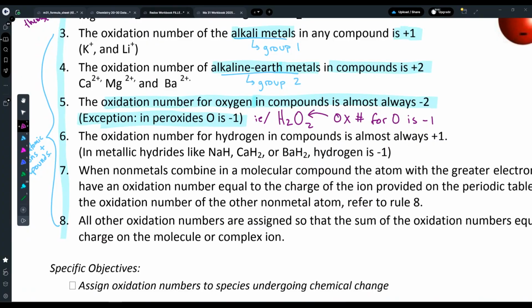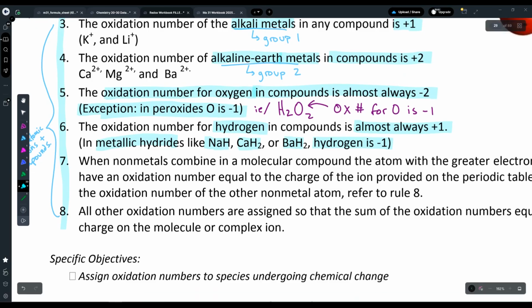Rule number 6, the oxidation number for hydrogen in compounds is almost always +1. However, the exception is going to be metallic hydrides. So in sodium hydride, calcium hydride, barium hydride, hydrogen is going to have an oxidation state of -1. You identify a metallic hydride because it's hydrogen with a metal. The metal will come first, and the hydride, I should say, will come second.